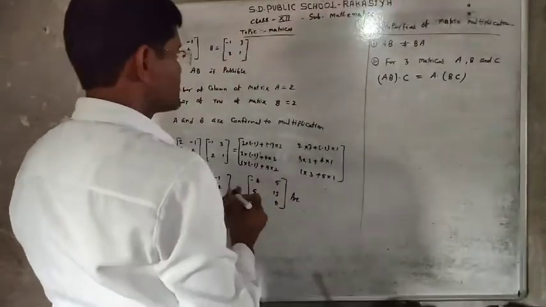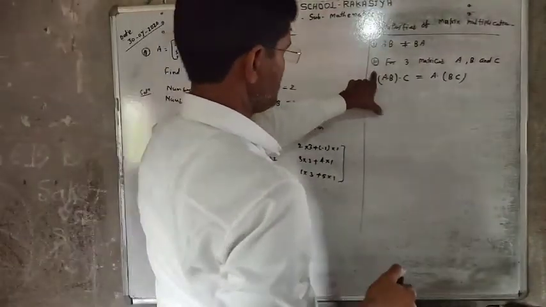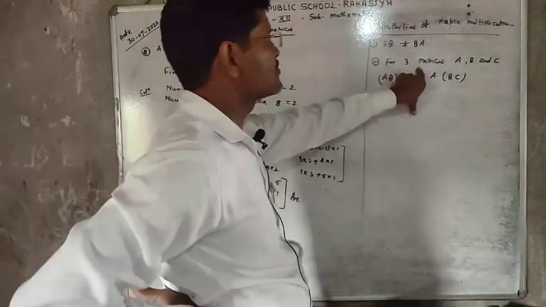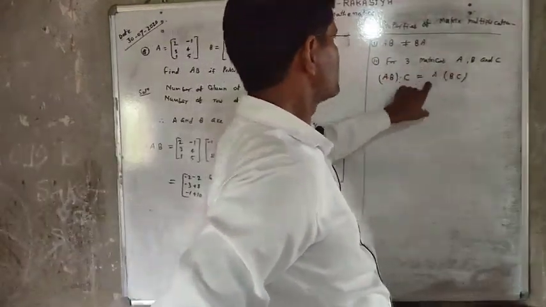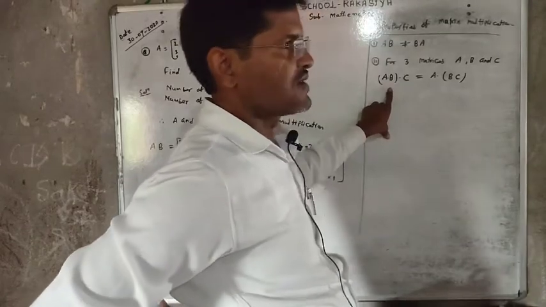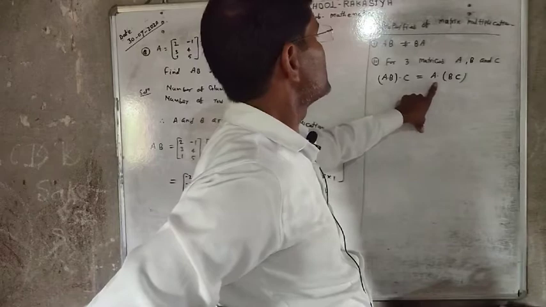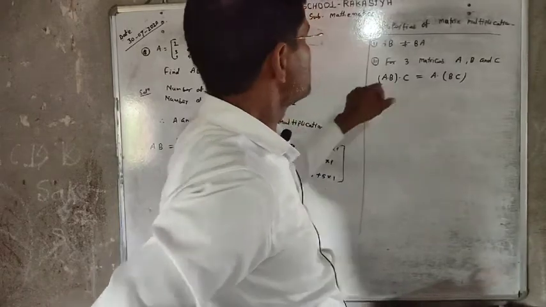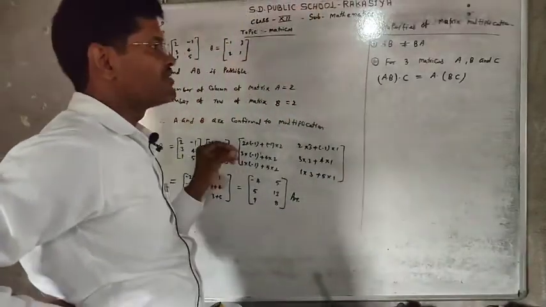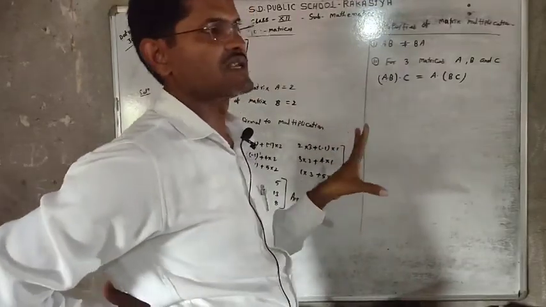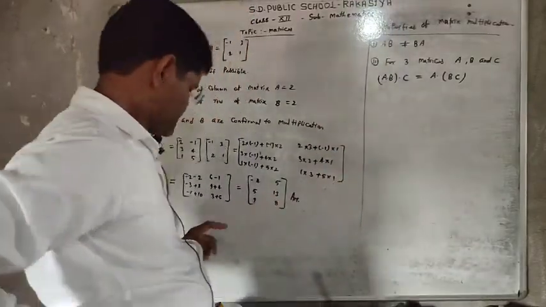If the three matrices are conformable to multiplication with each other, then we can say that AB into C is equal to A into BC. Means matrix multiplication obeys the associative law. Means matrix multiplication is associative.